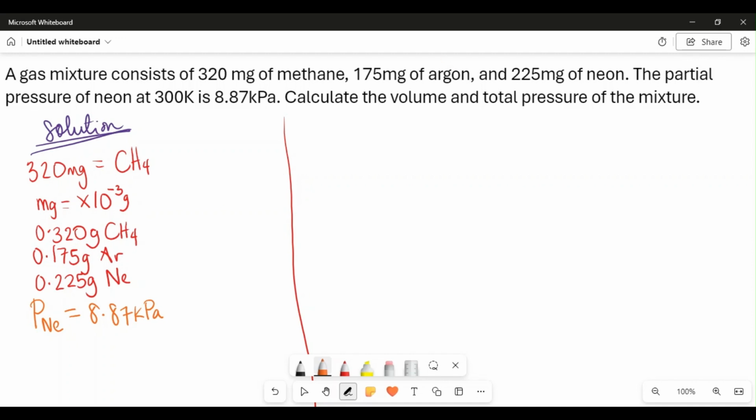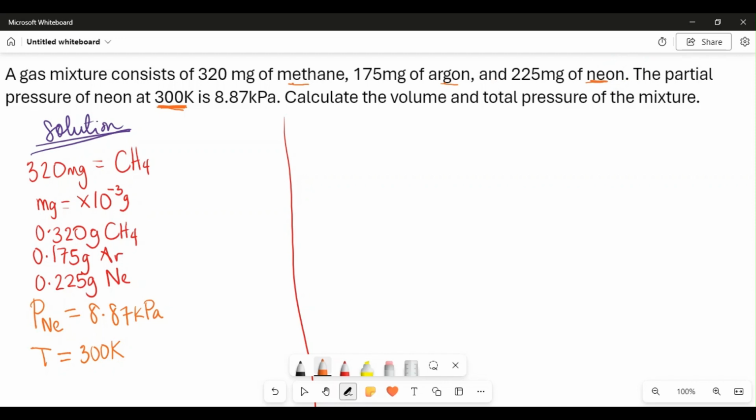But then they mentioned the pressure of neon at 300K. Well, 300K is them telling us that the temperature of the mixture is 300 kelvins. I'm sorry, this temperature is not the temperature for just neon. This is the temperature of the entire mixture, meaning the temperature of 300K is going to affect methane, argon, and neon, not just neon. They just wrote the question in a way that makes it look like the temperature for neon is different from the temperature for methane and argon.